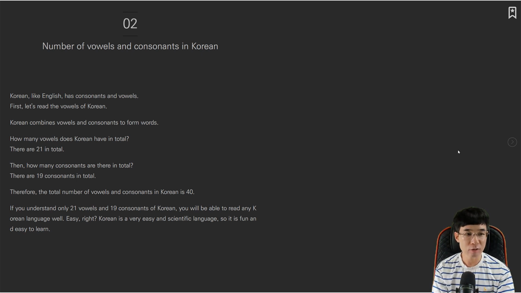How many vowels does Korean have in total? There are 21 in total. Then, how many consonants are there in total? There are 19 consonants in total. Therefore, the total number of vowels and consonants in Korean is 40.